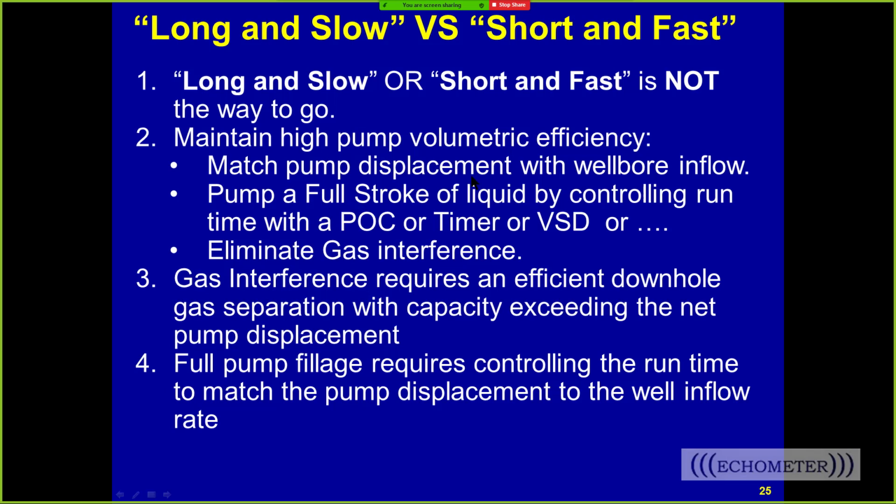So you need to match your pump displacement with your inflow. If your pump capacity exceeds inflow, you need to control it with a pump off controller, timer, variable speed drive, or maybe change the stroke length or the plunger size. If you have gas in the pump, don't have gas in the pump. Run a properly sized downward gas separator, because gas has an impact on the net pump displacement. It has to do with compression. And we want to either not have gas interference and not have incomplete pump fillage to control our pump displacement.